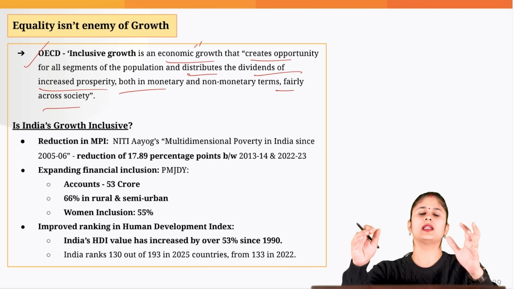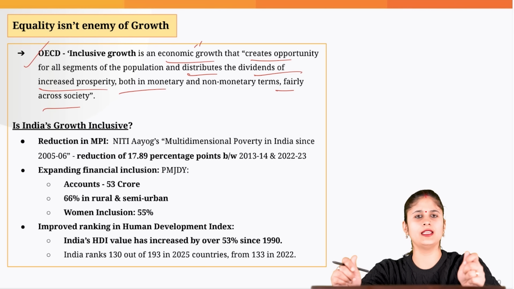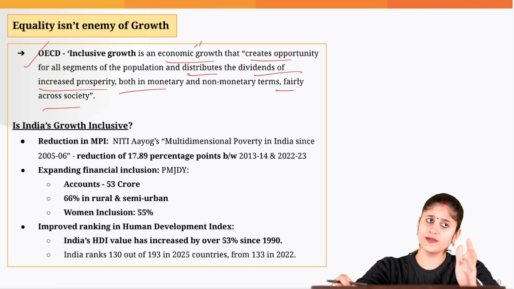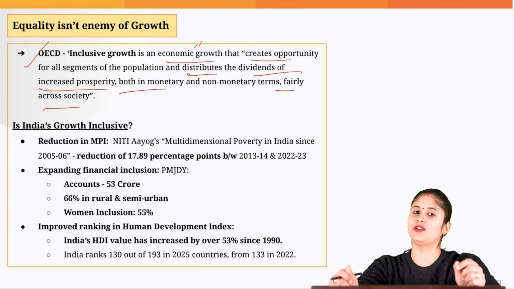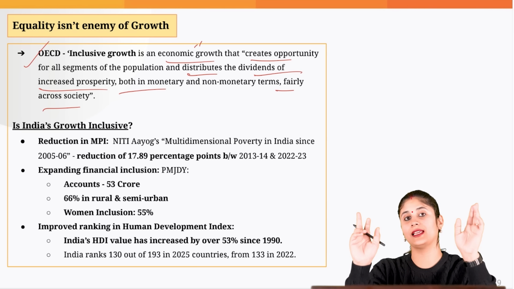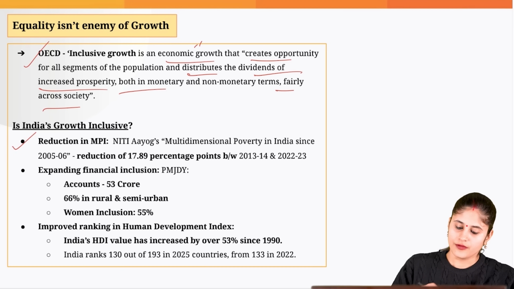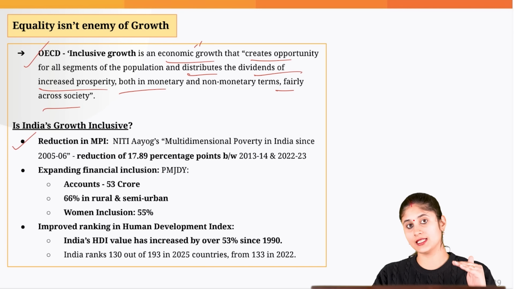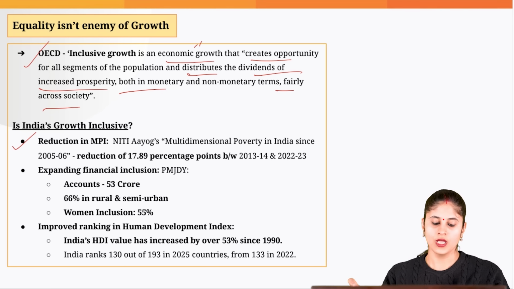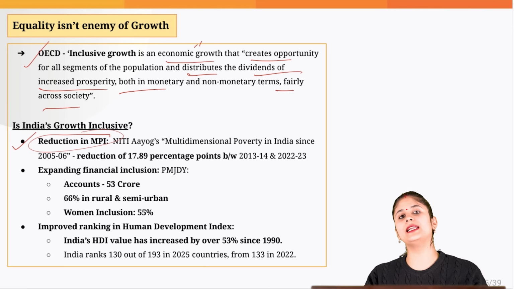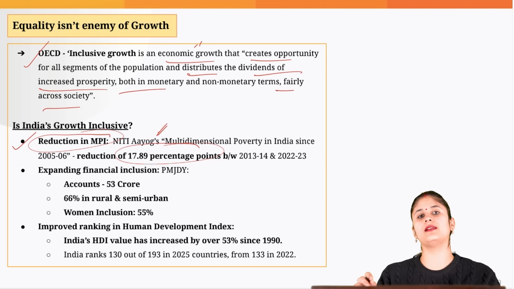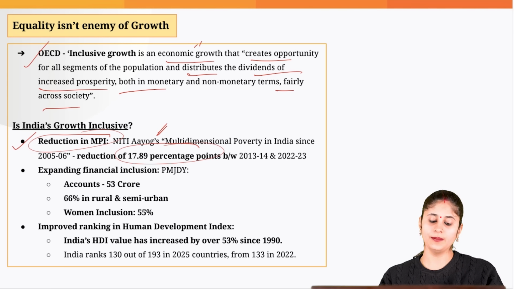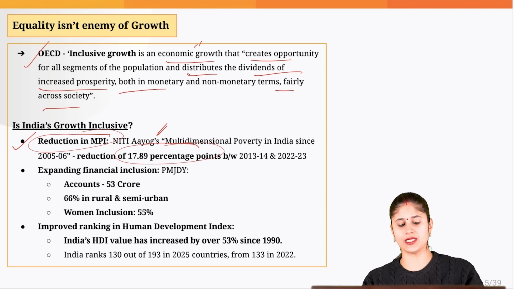Now, coming to this debate when it comes to the Indian economy, do you think we are following the inclusive growth trajectory? We have certain data points which say yes, and certain data points which say no, we have not been able to completely realize the idea of inclusive growth. Firstly, let's look into the data points which say yes, we are moving in this direction. We have been able to reduce the multidimensional poverty index. If you go by the Niti Aayog data, we have seen a reduction of around 18% in people living with multidimensional poverty between 2013-14 and 22-23.